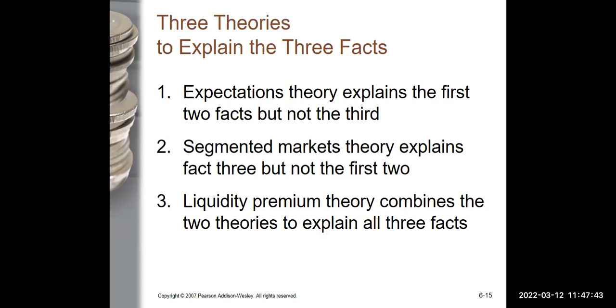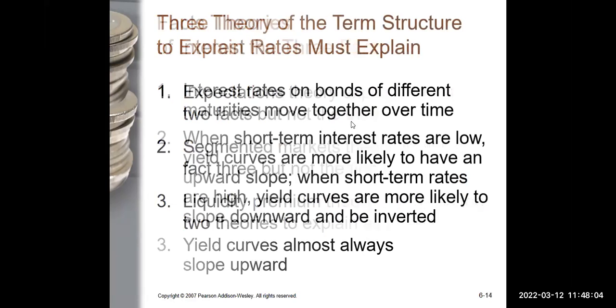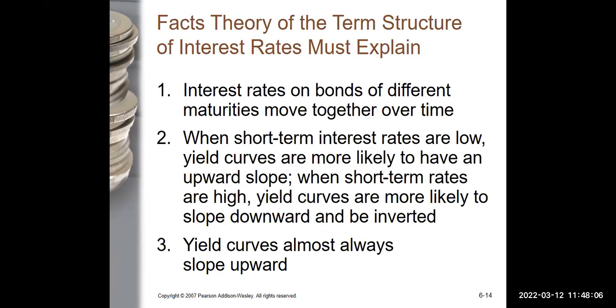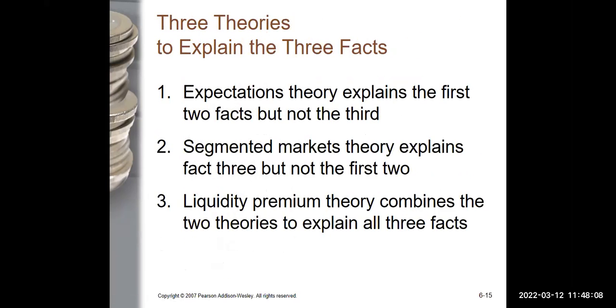Sometimes you have different kinds of markets which exist at different places, and that is called the segmented market theory. What does the segmented market theory do? It explains fact 3, this one: yield curves almost always slope upward, but not the first two.